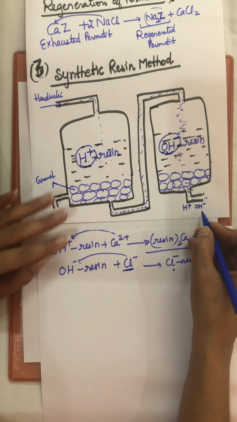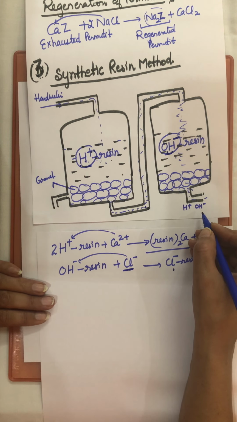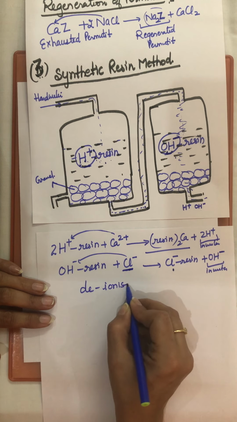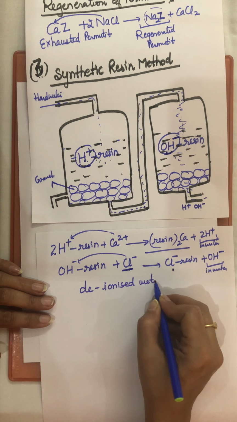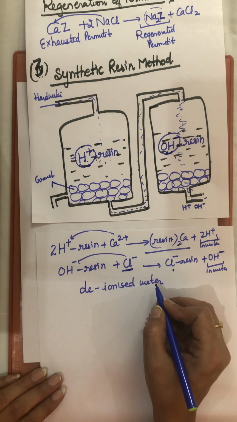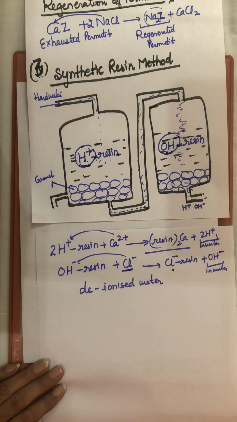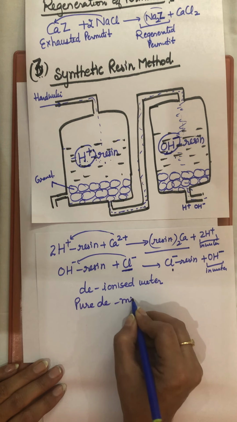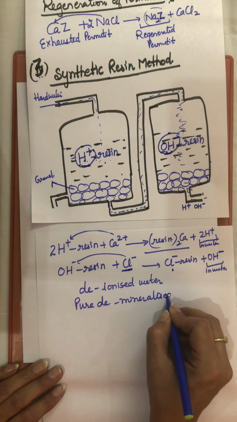This water, which will have only H plus and OH minus ions present in it, is called deionized water. It will not have any cation or anion except for H plus and OH minus. So it is free from all soluble mineral salts, whether calcium, magnesium, sodium, any kind of salt. There will not be any soluble salt left in this water. So this is pure demineralized water.